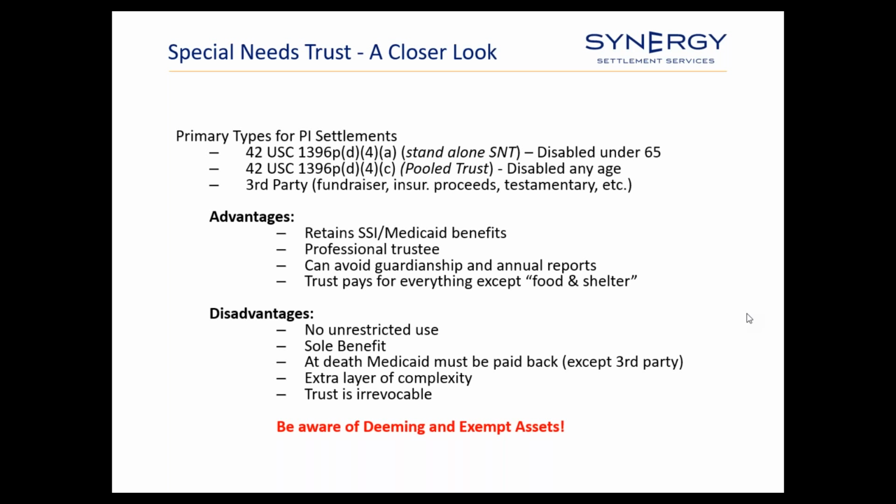The advantages of special needs trusts are they do allow you to retain SSI and Medicaid benefits. You typically have a professional or corporate trustee in place that oversees the funds, distributions, and makes sure that the beneficiaries are following the POMS regulations to maintain those Social Security income benefits and the Medicaid benefits. A lot of times a trust will avoid a guardianship, so it would be a this or that scenario. We've seen attorneys ask the judge, as opposed to a guardianship, let's set up a special needs trust. That avoids the annual accounting back to the court.